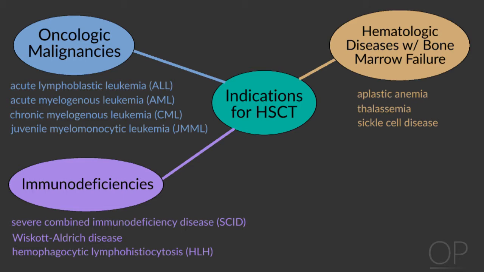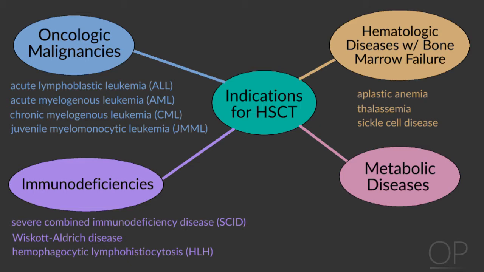And those children always receive their stem cells from another person because they are missing a key component of their immune system. And finally, there's a growing number of patients being transplanted for metabolic diseases. These include such diseases as adrenoleukodystrophy, Krabbe, and Hurler disease. So the list on this slide incorporates many of the categories of transplant. It is not all-inclusive of the diseases that we transplant.